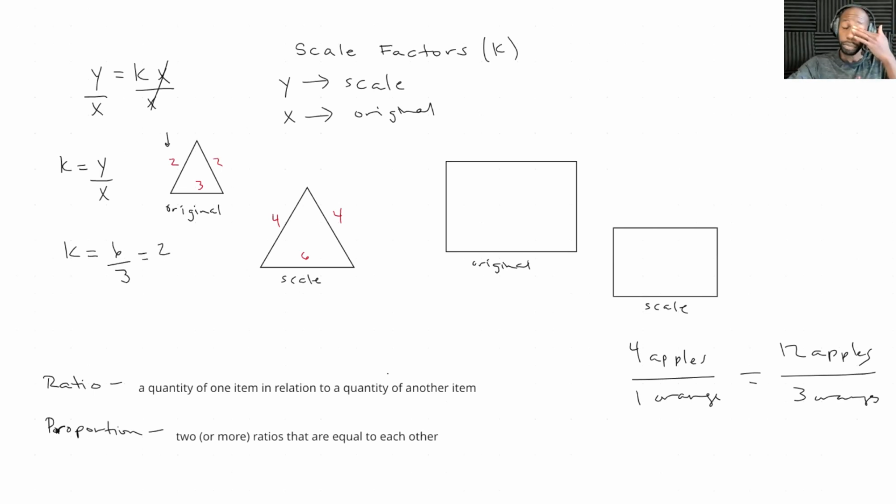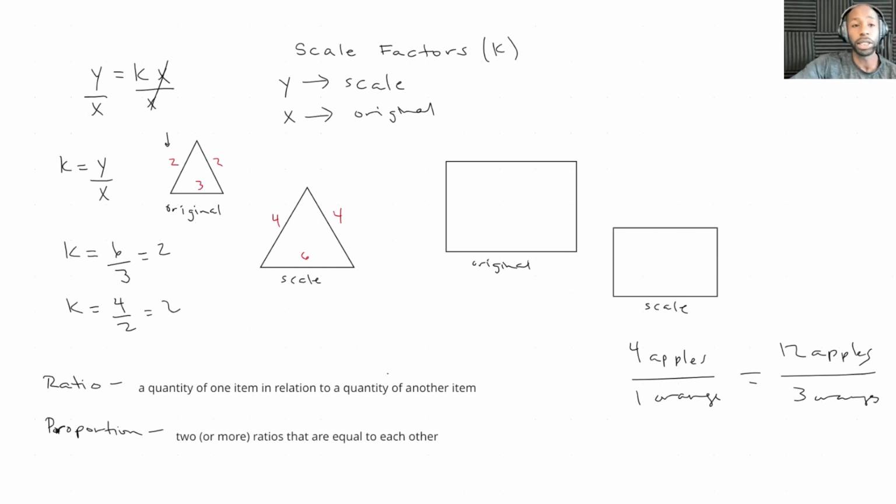Okay. Now, I should be able to do the same thing with any of the other sides. The scale factor would be equal to, we can say this side over this side. So 4 over 2, which is 2. And then you'll get the same thing for these corresponding sides as well.